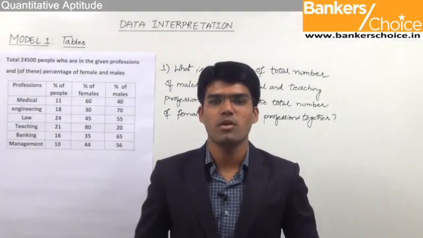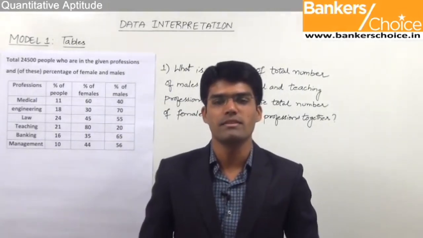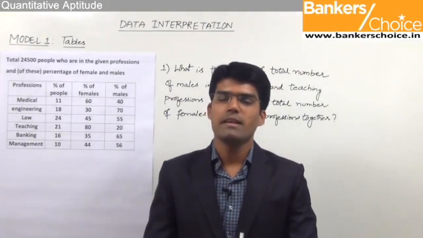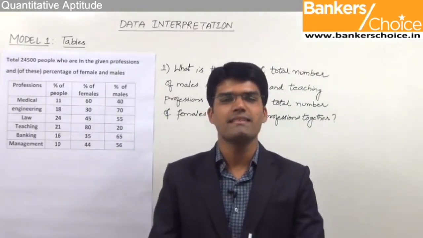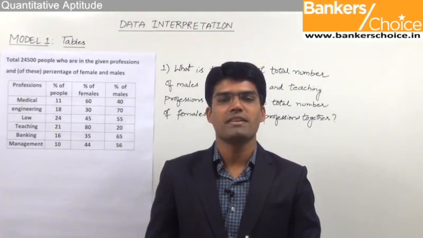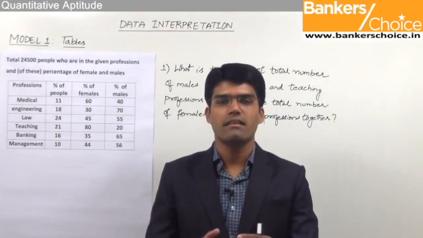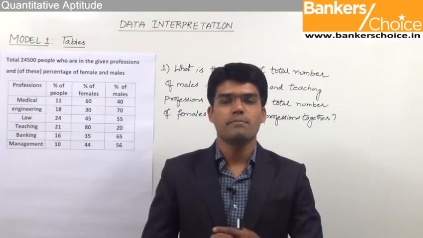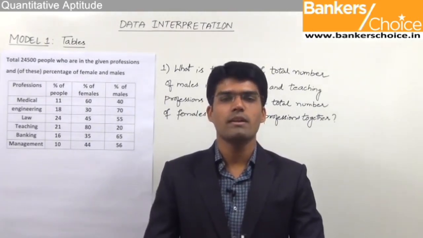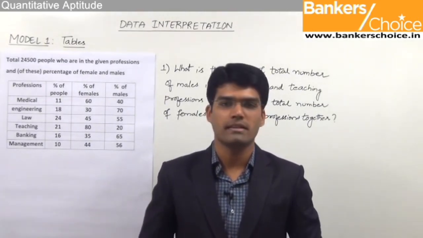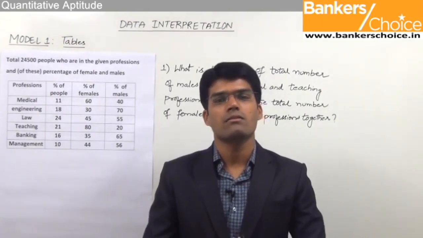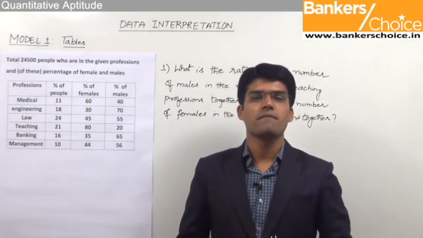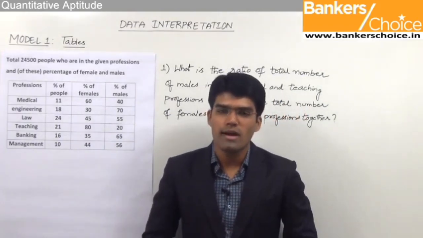Let us now take the first model from data interpretation, where we are going to discuss a question based on information given in a table. Tables, as I've earlier mentioned, is the easiest and most convenient way of presenting the data if the given data is reasonably limited. Tables present the data in a logical way, and it presents a bird's eye view of the given data in a very concise and compact manner, and hence helps us save a lot of time and space.